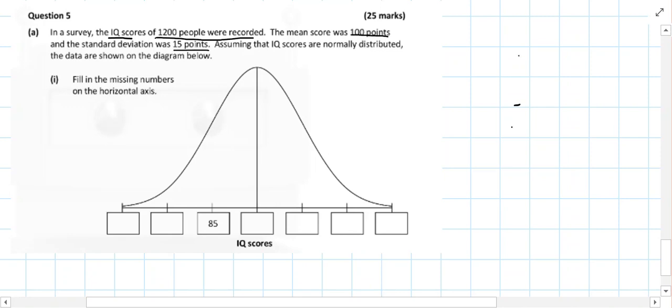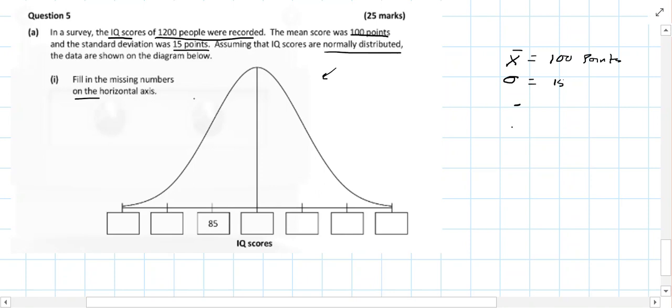Okay, so your mean is equal to 100 points, and your standard deviation is equal to 15 points. Assuming that the IQ scores are normally distributed, so again that's this shape that we have here, the data are shown on the diagram below. So fill in the missing numbers on the horizontal axis.